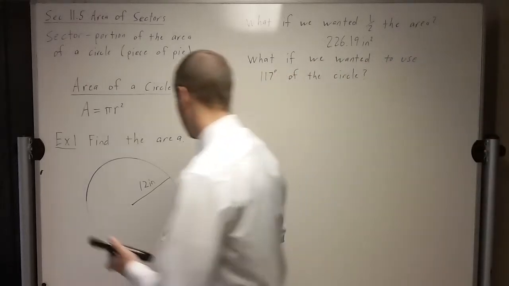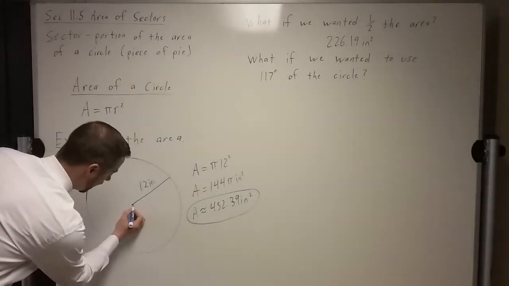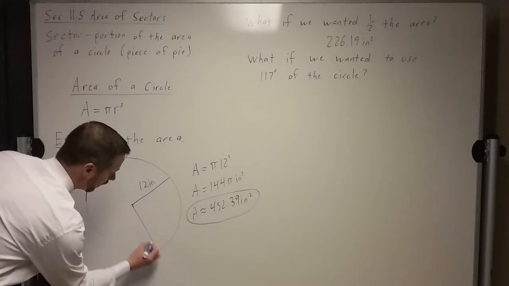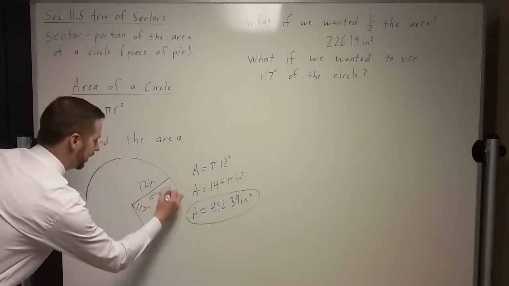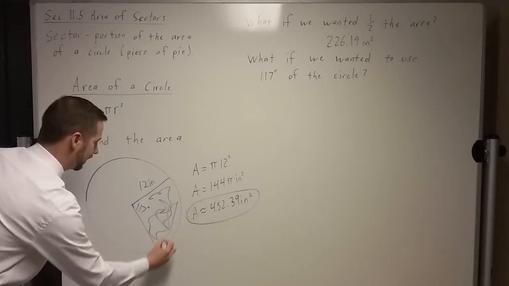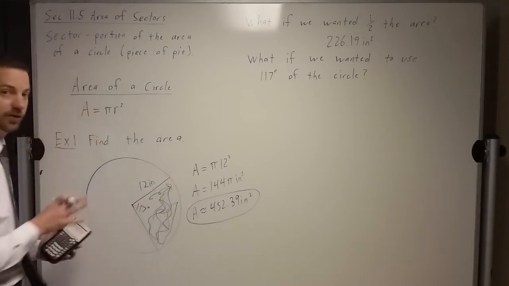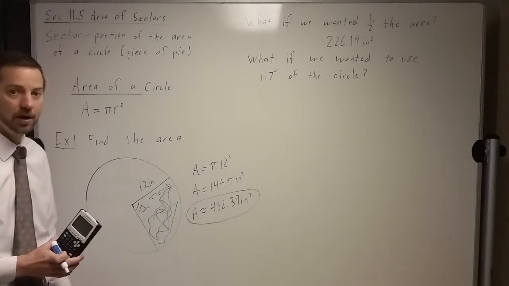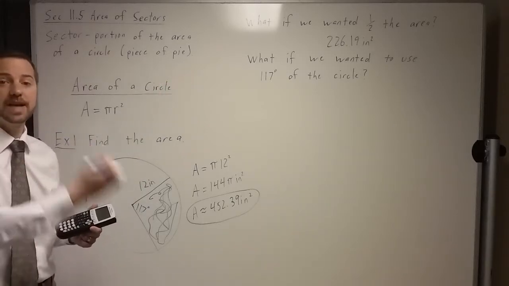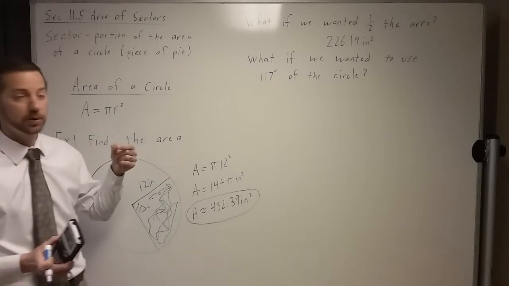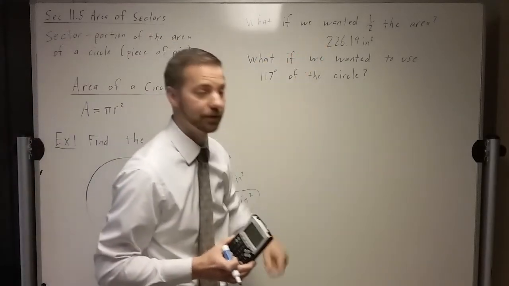So a little more difficult, what if we wanted 117 degrees of the circle? So basically, here's what that would look like. If I came over here, made an angle that was 117 degrees at the center of the circle, and shaded in this portion right here and said, find the area of just that sector of the circle, just that piece. Well, we still want to do the same idea. We want to take a fraction of the area. It's just not as simple of a fraction as 1/2.